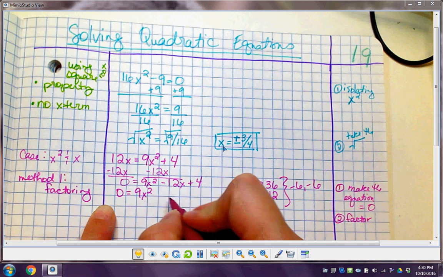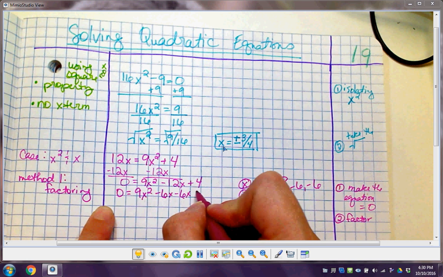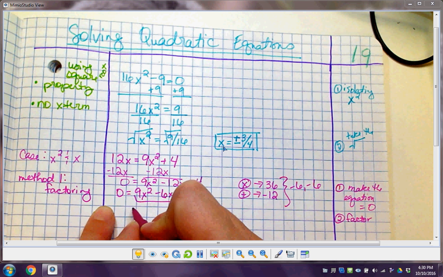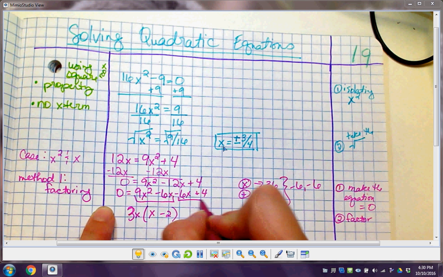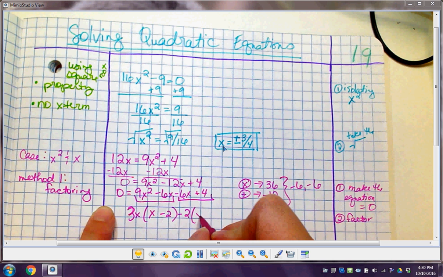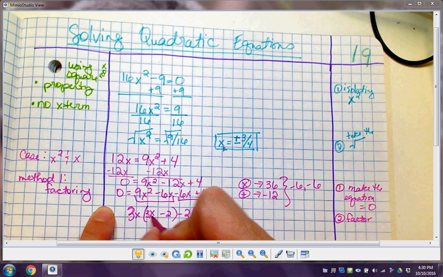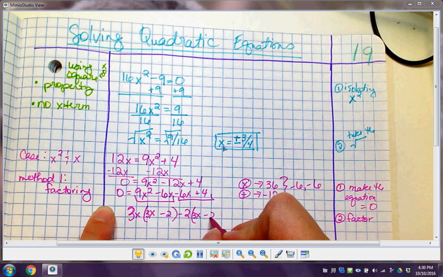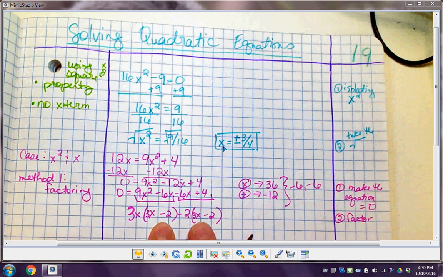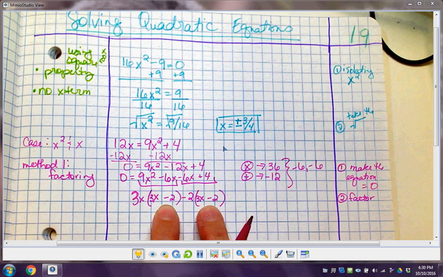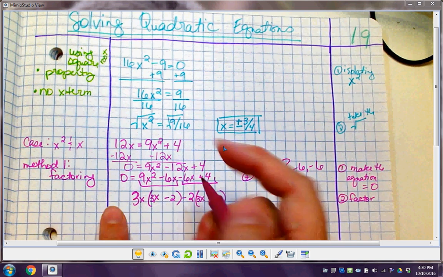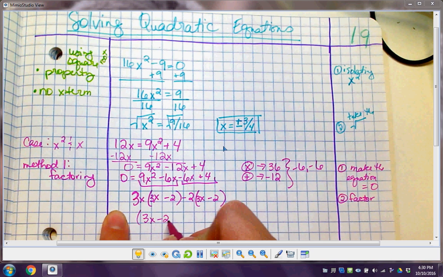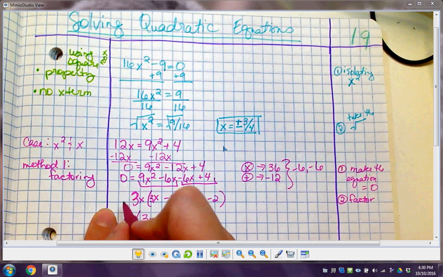So I rewrite my trinomial. I factor by grouping. It's going to be a GCF of 3x here, a GCF of negative 2 here. Got a 3 there. I know I did my factoring correct because these two parentheses are the same, so I can factor out. This is my new GCF, which I factor out. And don't forget that this equals 0.